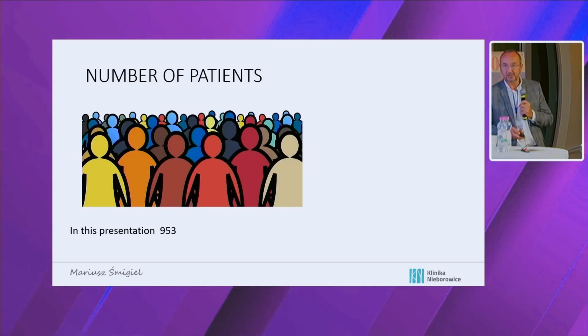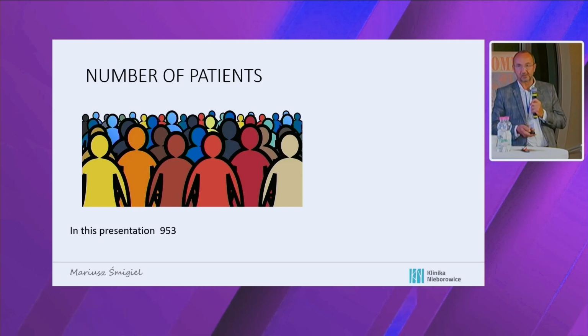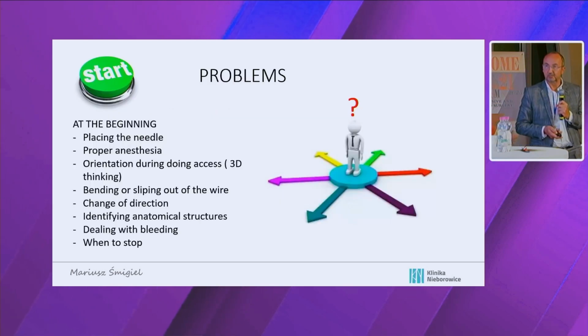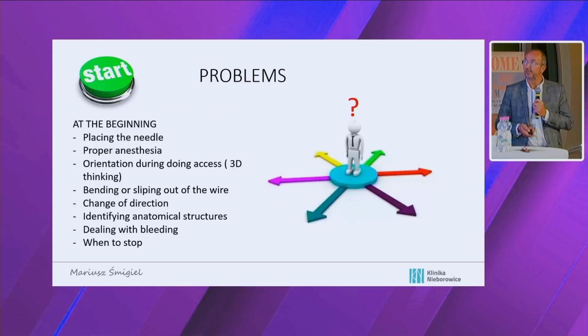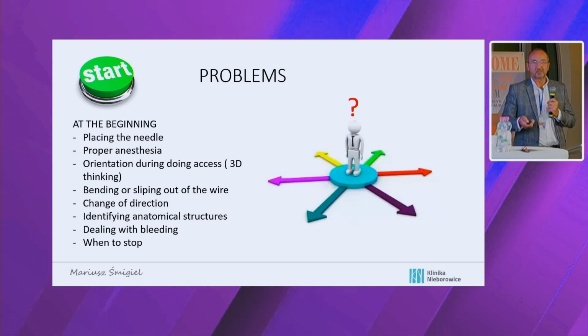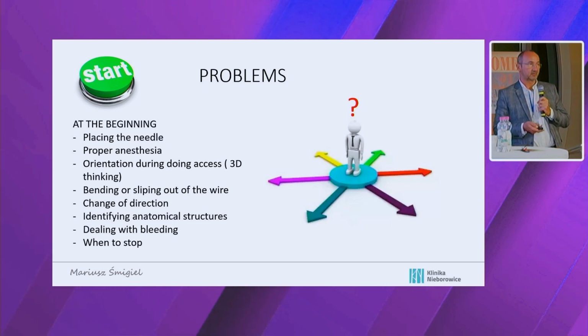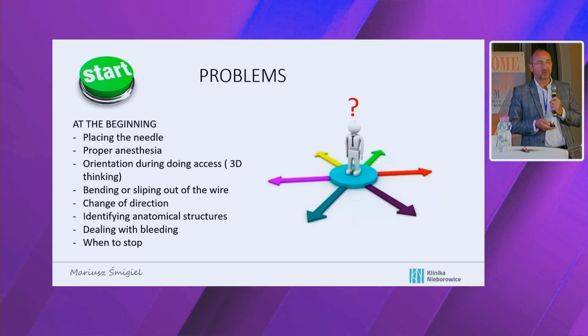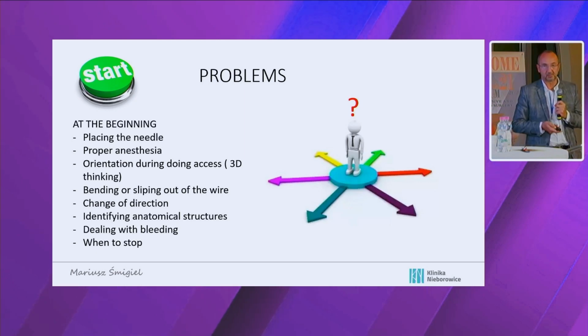In my presentation, I'm talking about 953 patients. I operated on them between 2012 and 2023. Of course, it is obvious that when we start with a new method, problems occur. And the first problem is placing the needle. So I recommend starting with a transforaminal blockade, and it will help us to understand the anatomy.